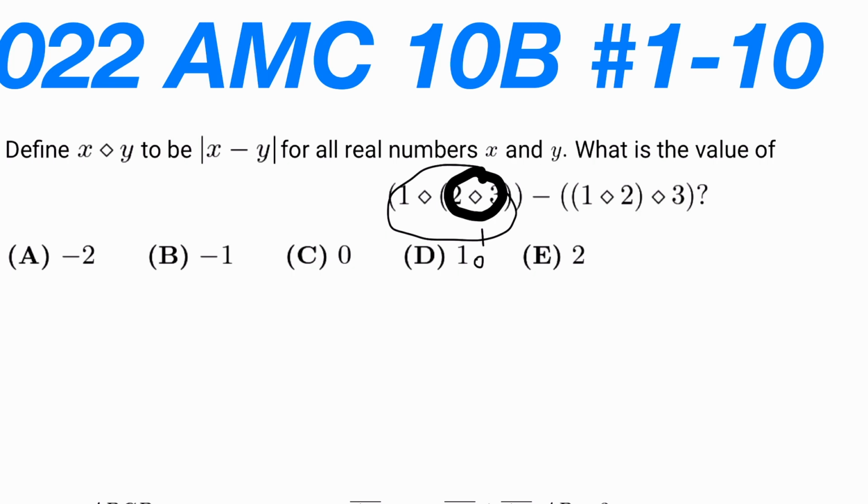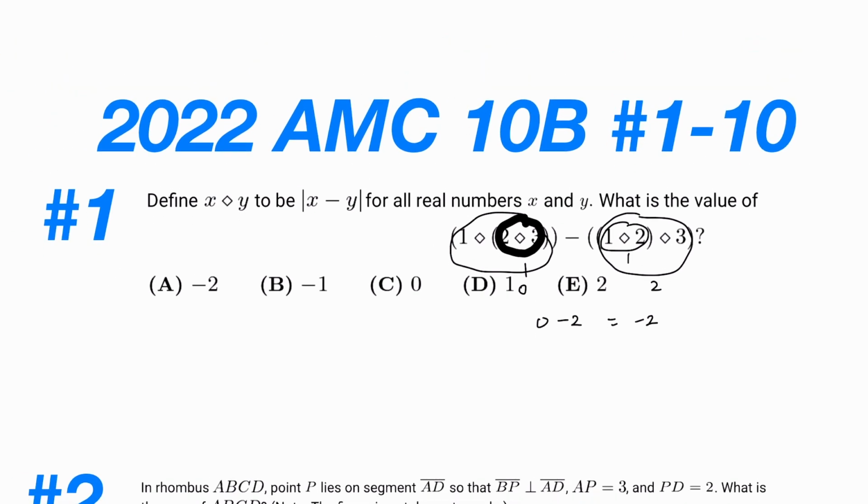Okay, let's take a look at the right hand side. 1 minus 2 absolute value, that's 1. 1 minus 3 absolute value, that's 2. So our final answer is 0 minus 2. No absolute value at the end, so that is negative 2. Don't choose 2. The answer is A, negative 2.